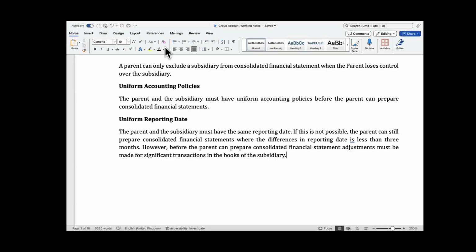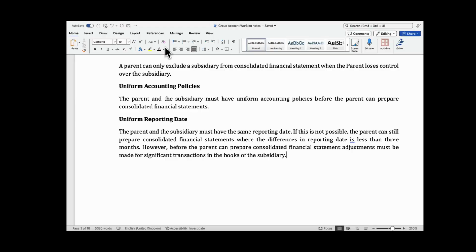So I think I have taught you IAS 10. If you still remember what I taught you in IAS 10, these significant transactions are really referring to adjusting events, those events that occurred after the reporting date that are indicative of conditions that existed at the end of the reporting date. Like if the subsidiary has a receivable of 100 million in its books and during those 3 extra months, the difference in reporting date, one of the receivables customers goes bankrupt.